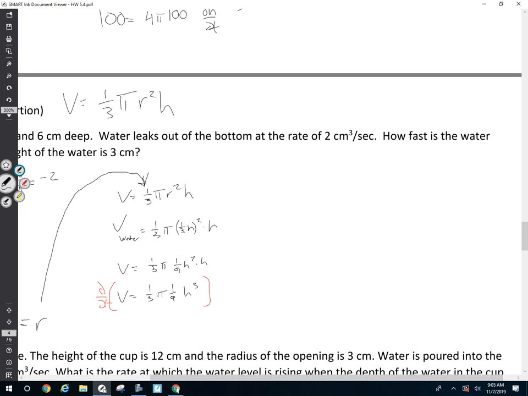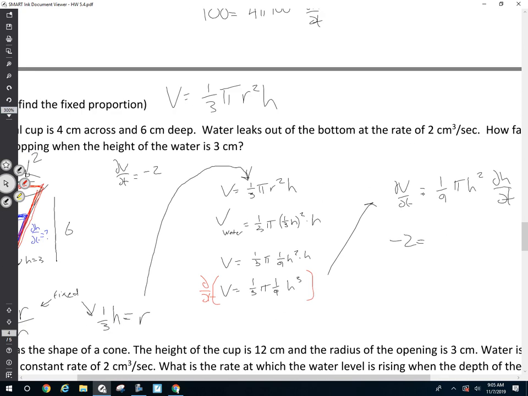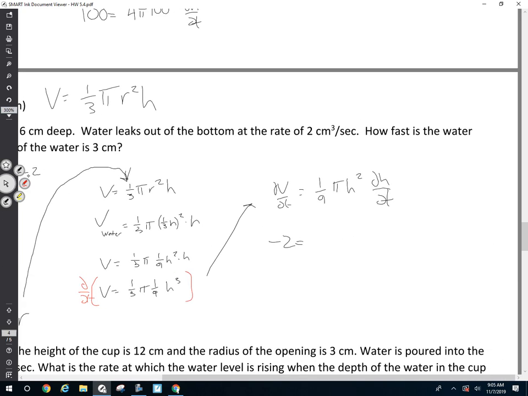I'll take the derivative with respect to t of this. I get dV/dt equals 1/9 pi h squared dh/dt. dV/dt is -2. I was told that. I said when h is 3, wrote that down. So I got 1/9 pi times 3 squared times dh/dt. I will get dh/dt is -2 over pi. That makes sense. I'm going down, the height of the water.